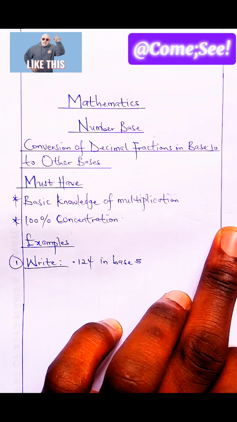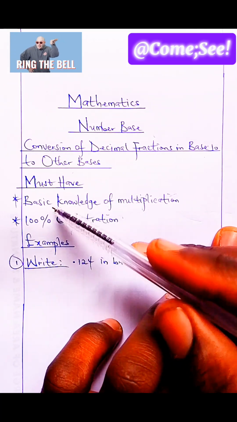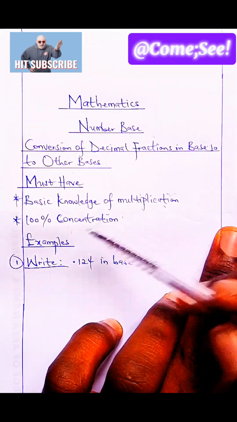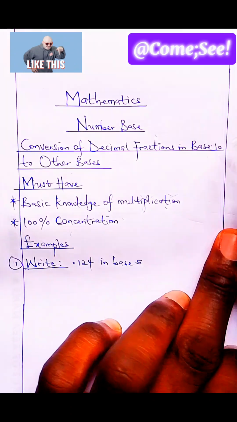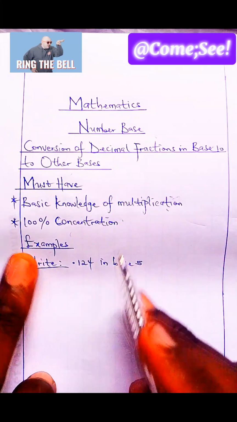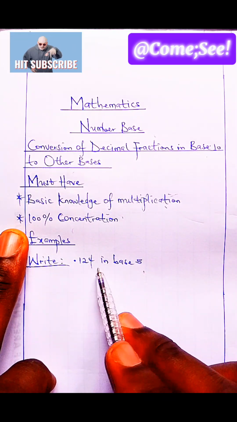These are the things you must have to understand this exposition. The first is basic knowledge of multiplication, very important. And the next is 100% concentration. Now look at this example. Write 0.124 in base 10 in base 5.